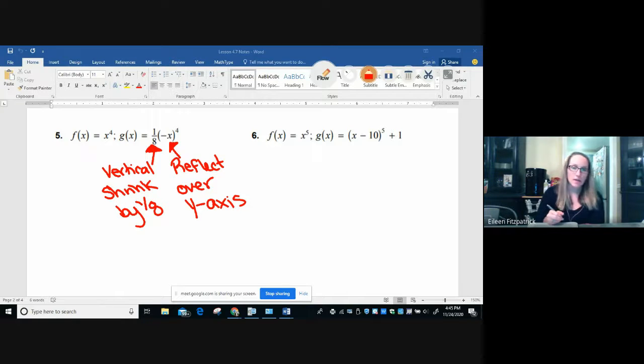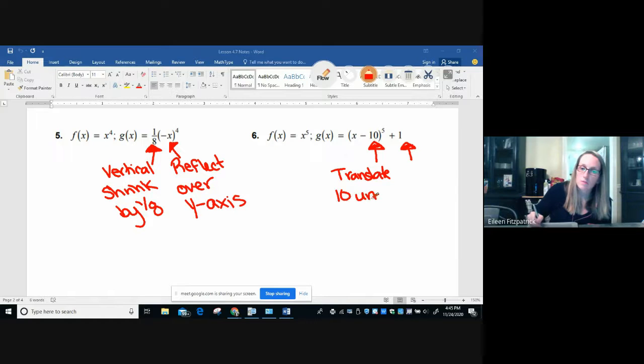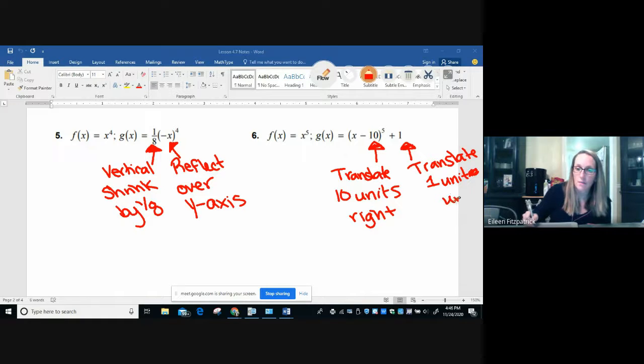All right. And the next one, we're going to talk about that minus 10 and the plus 1. That's going to translate 10 units, which direction? Right, left, up, down. Right. And the 1 is going to translate 1 unit, which direction? 1 unit, sorry, no S there. Up. 1 unit up.